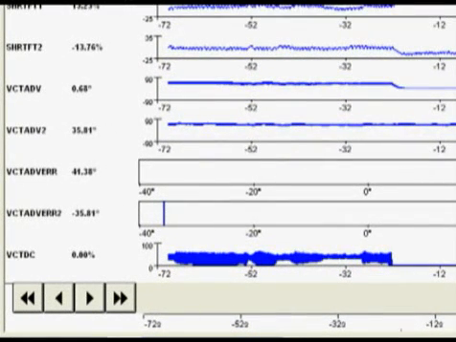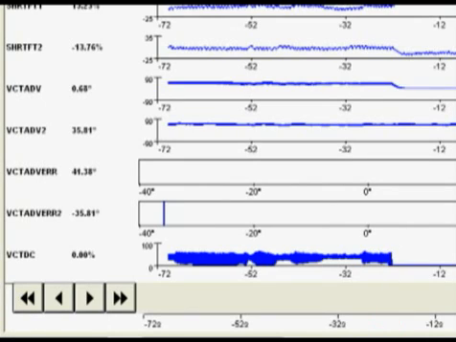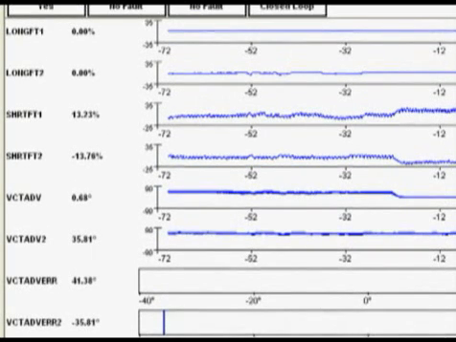So at this point, at somewhere around minus 20 or so, if you take a look at the VCT duty cycle PID, that is where the engine comes from 2,500 back down to idle. Okay, and we can see some things happening here. Well, first of all, short-term fuel trim for bank 1 is up at 13%. Short-term fuel trim for bank 2 is at minus 13%.